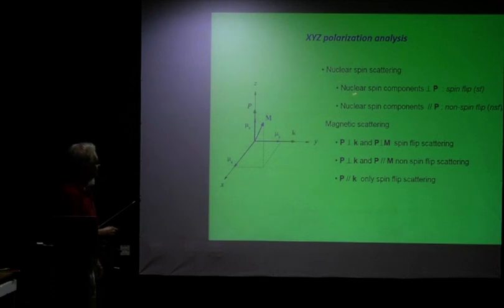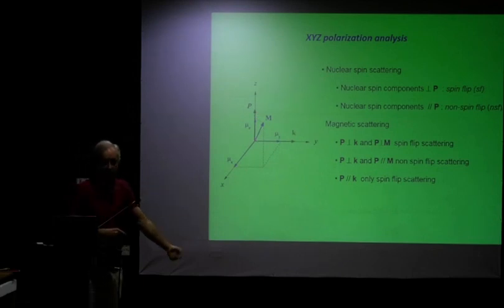In the case of nuclear scattering, when any one of your spin components, mu x, y, and z, is perpendicular to the polarization, then you get this spin flip scattering. So let's say you're coming in this direction, the polarization is in this direction, and then k is in this direction. So mu y and mu x are perpendicular to the polarization. So these two components will cause a spin flip scattering.